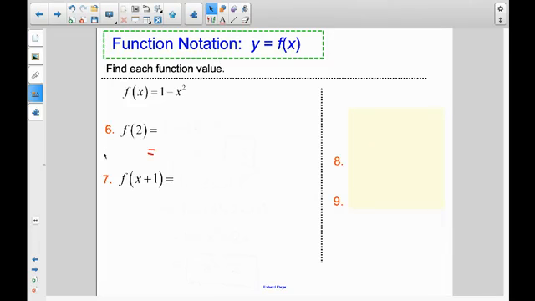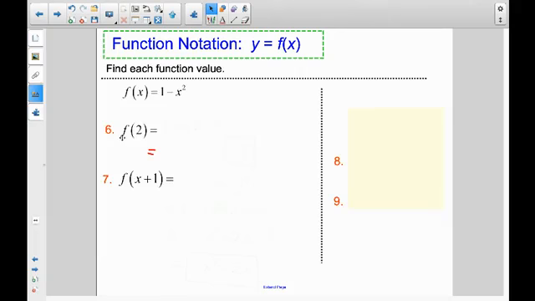We're just going to do question 6 and 7. We're skipping 8 and 9; he'll do those in another unit. So find each function value. This is the function we've been given. We've been given a function called f, and f of x equals 1 minus x squared. So whatever is our input here needs to be squared here.